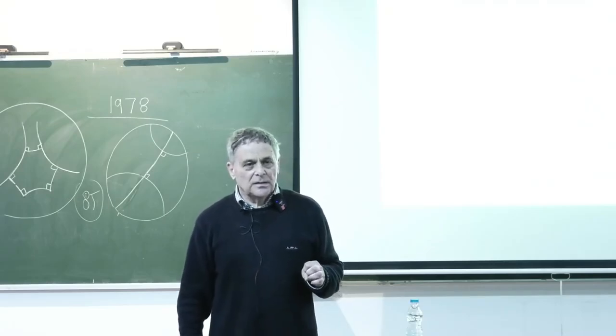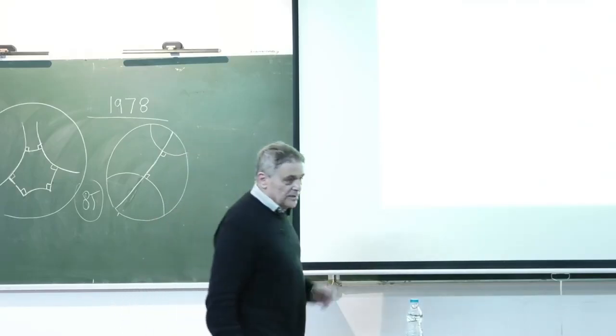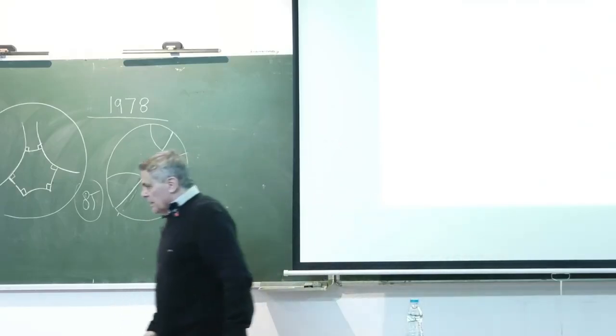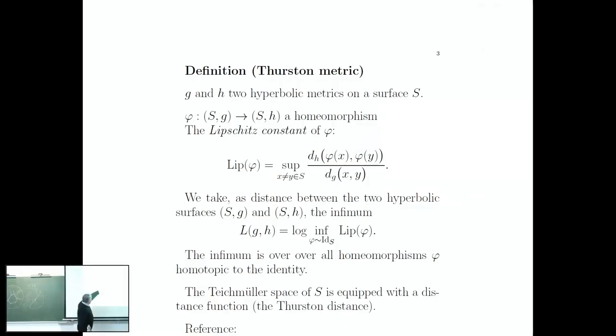Yes, the theory is not easy, even for the simplest cases. So this is the Lipschitz. You have a homeomorphism. You have a Lipschitz constant of this homeomorphism. And you want to study existence and uniqueness, and then the geometry of the maps between the two objects, which minimize this Lipschitz constant.